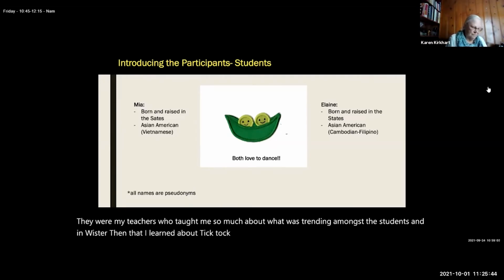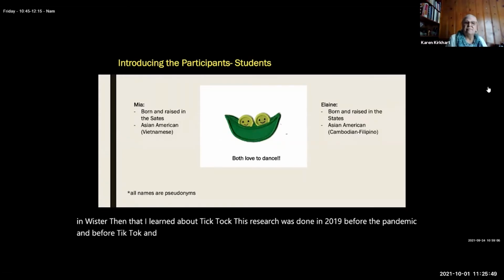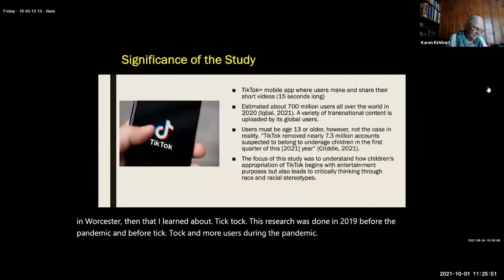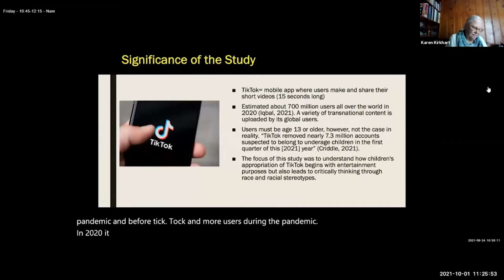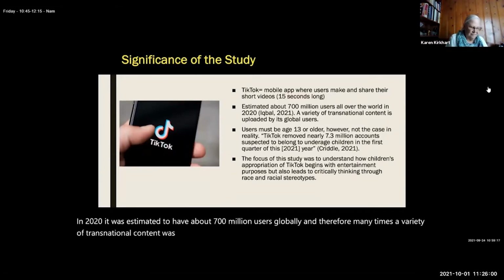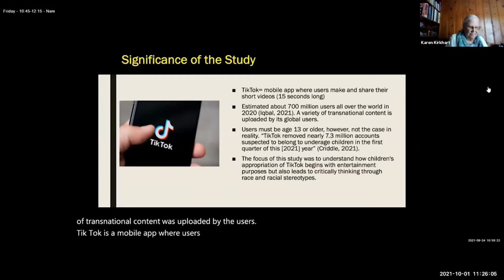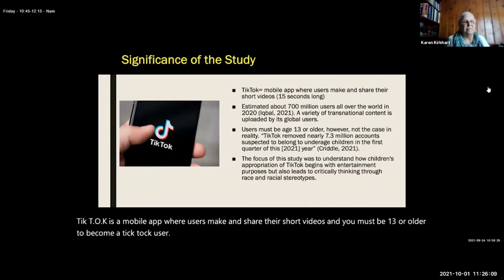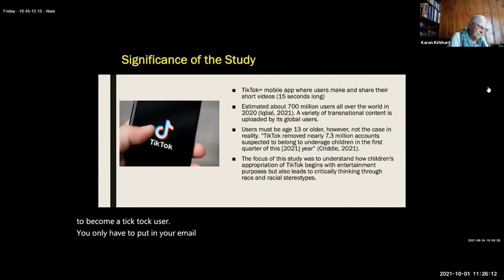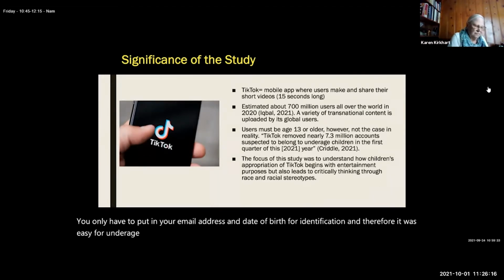This research was done in 2019 before the pandemic and before TikTok gained more users during the pandemic. In 2020, it was estimated to have about 700 million users globally, and therefore many times a variety of transnational content was uploaded by the users. TikTok is a mobile app where users make and share their short videos. You must be 13 or older to become a TikTok user. You only have to put in your email address and date of birth for identification, and therefore it was easy for underage children to create an account.